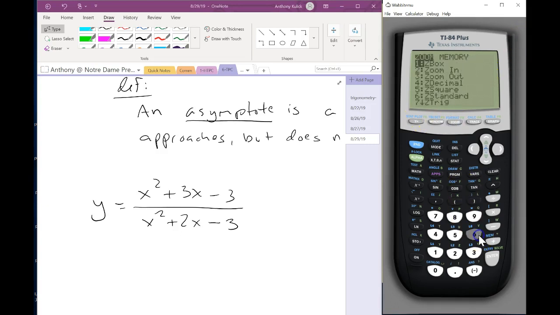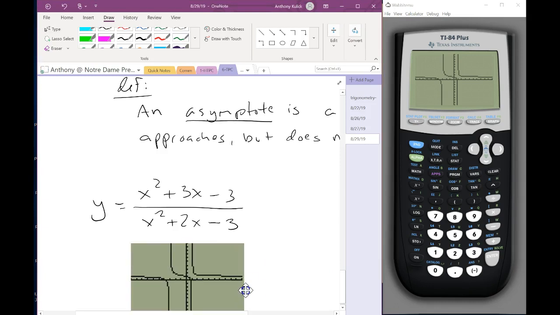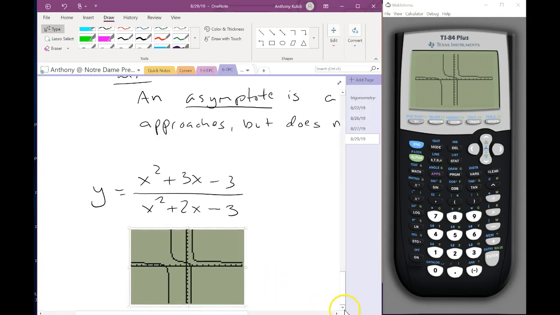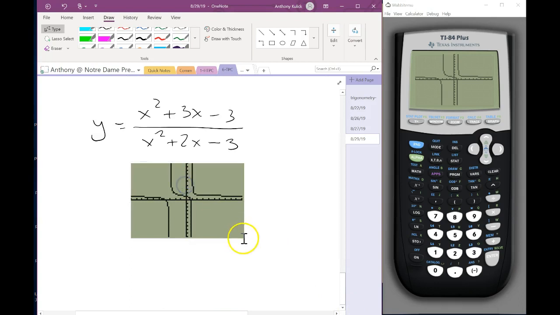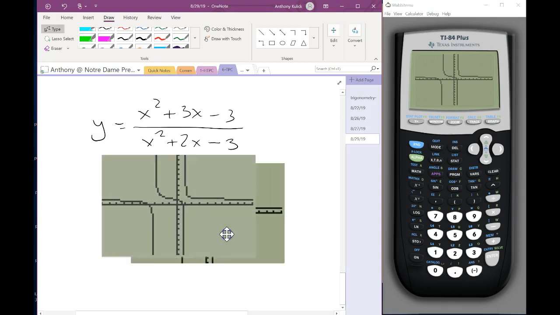Okay, let's look at the picture. Zoom standard. How slick is that? You guys are just not impressed by that at all, huh?